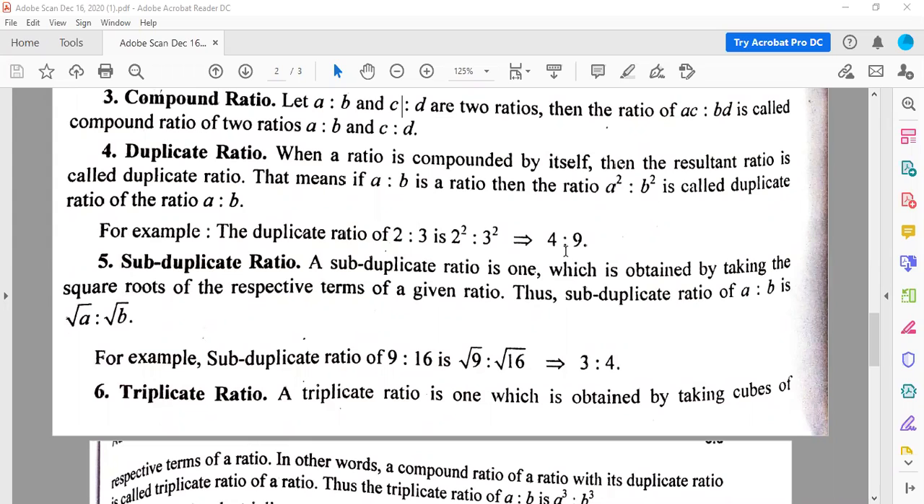What is the duplicate ratio of 2 is to 3? When you square 2, you get 4. 3 square is 9. So the duplicate ratio of 2 is to 3 is 4 is to 9. That is duplicate ratio. Now coming to subduplicate ratio: in duplicate ratio, we found the square of the numbers. In subduplicate ratio, we will be finding the square root of the numbers.